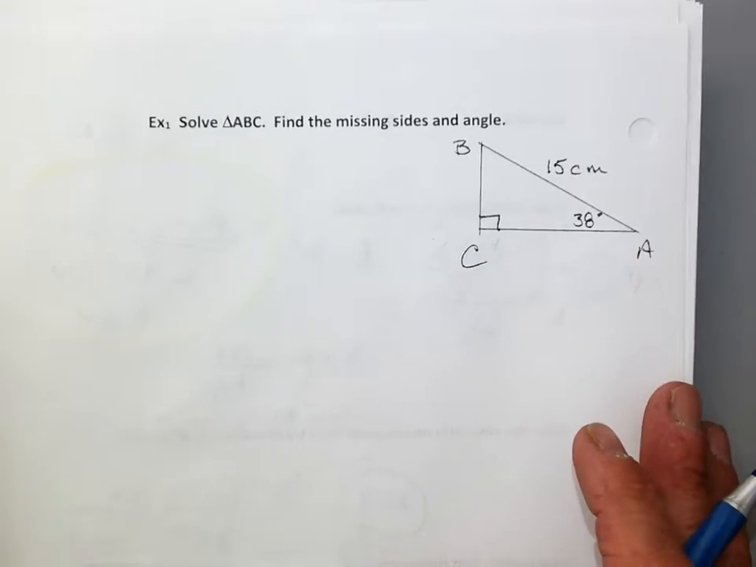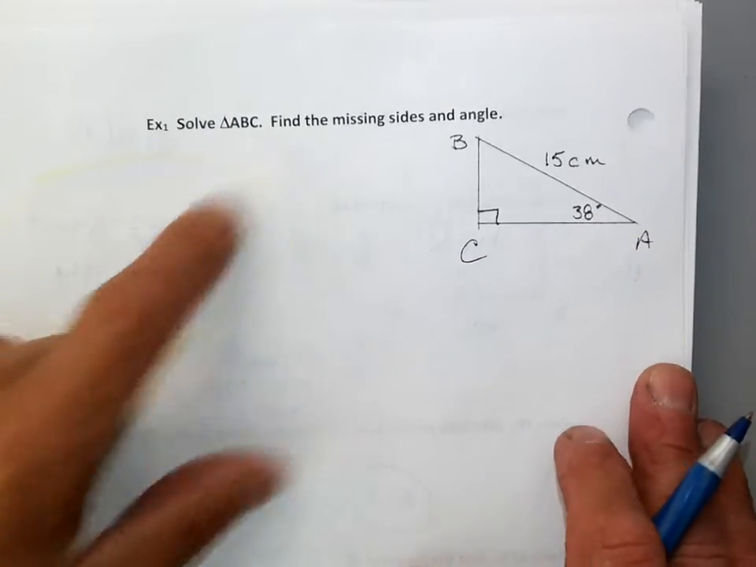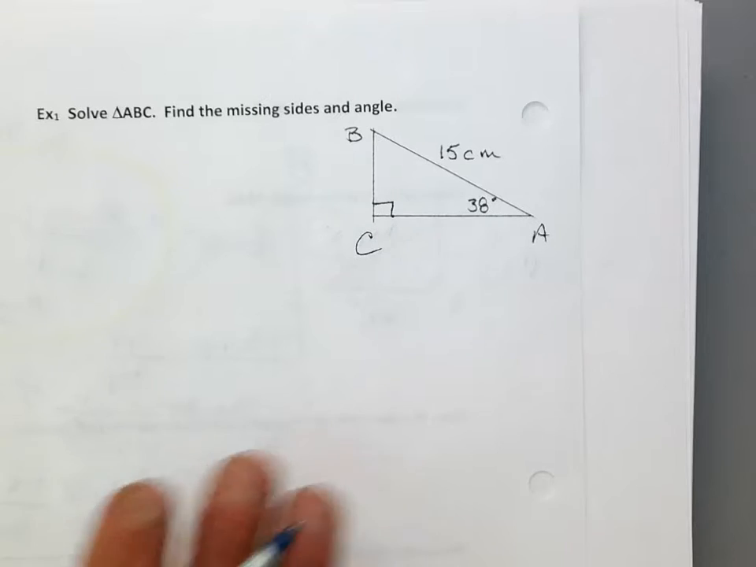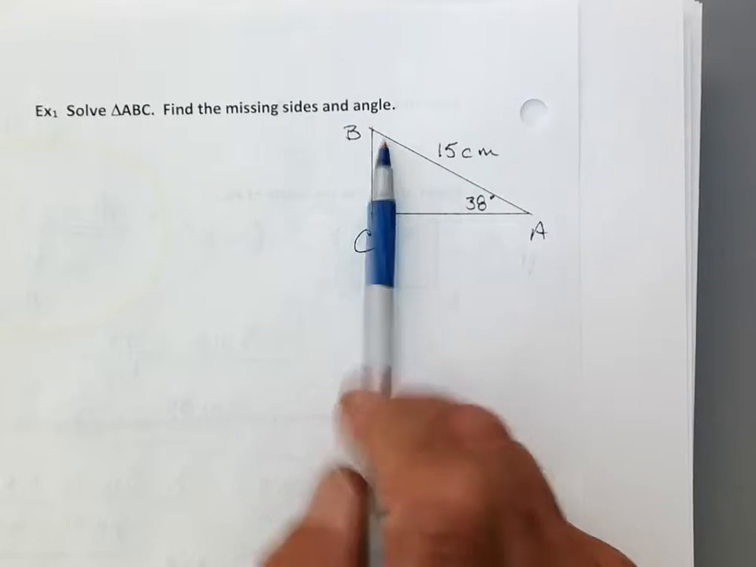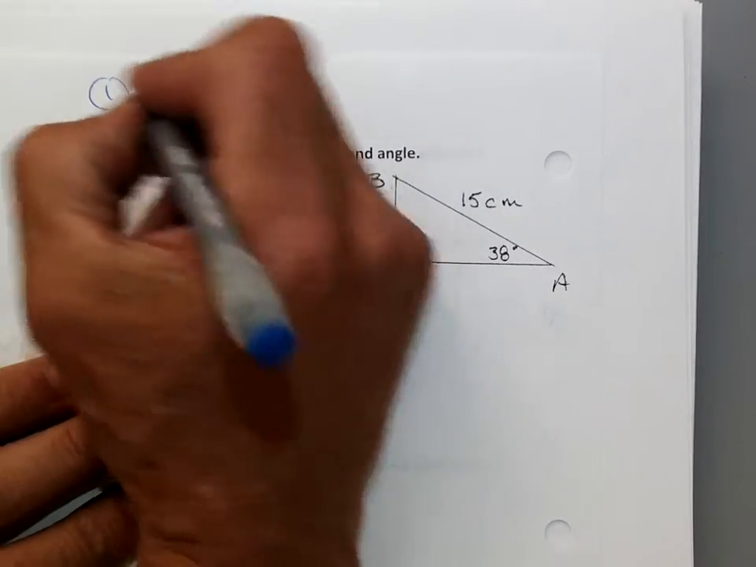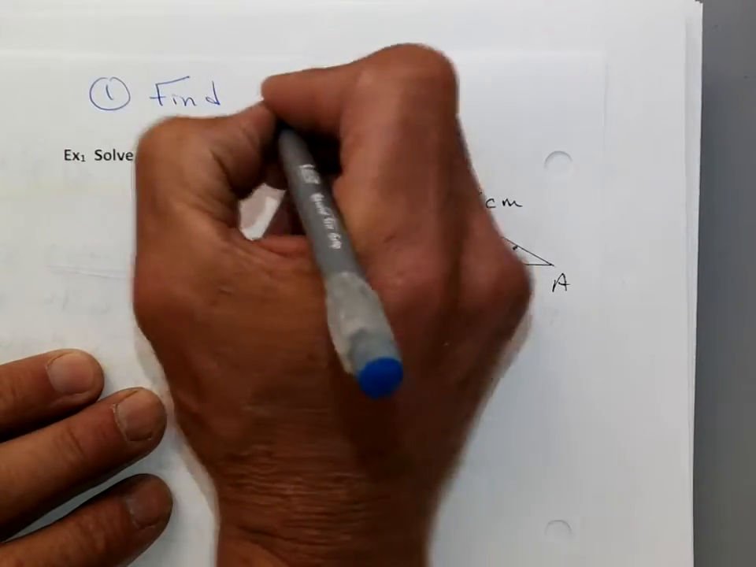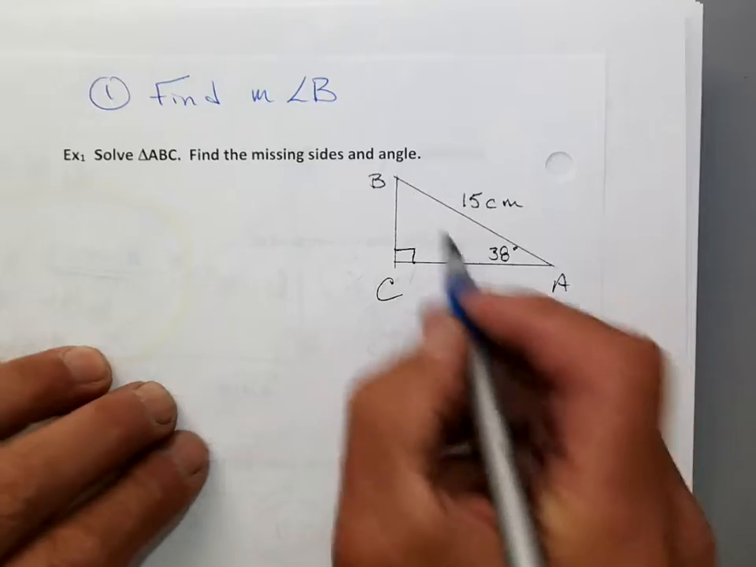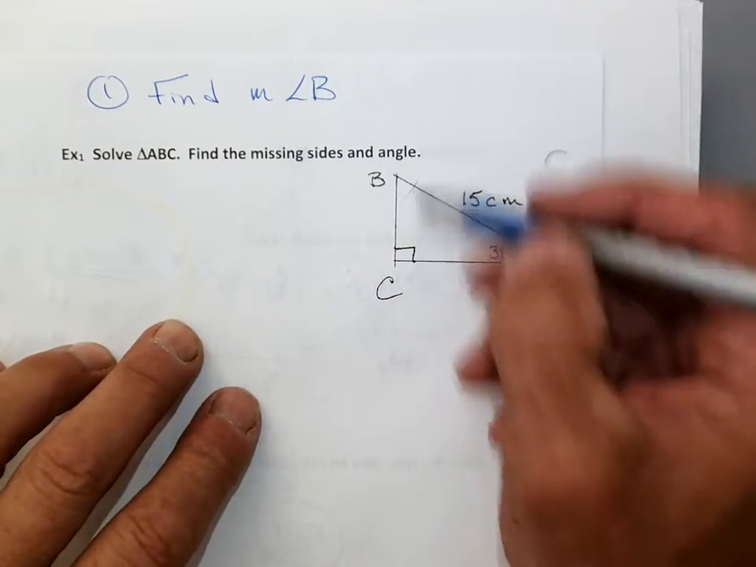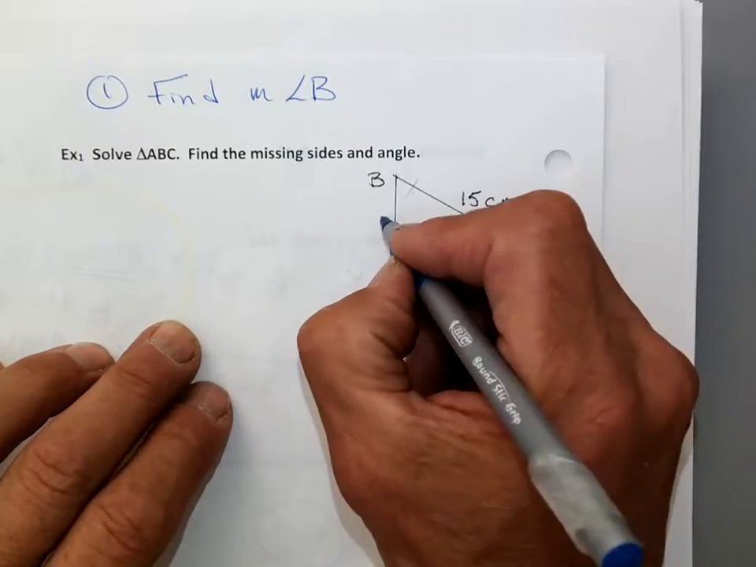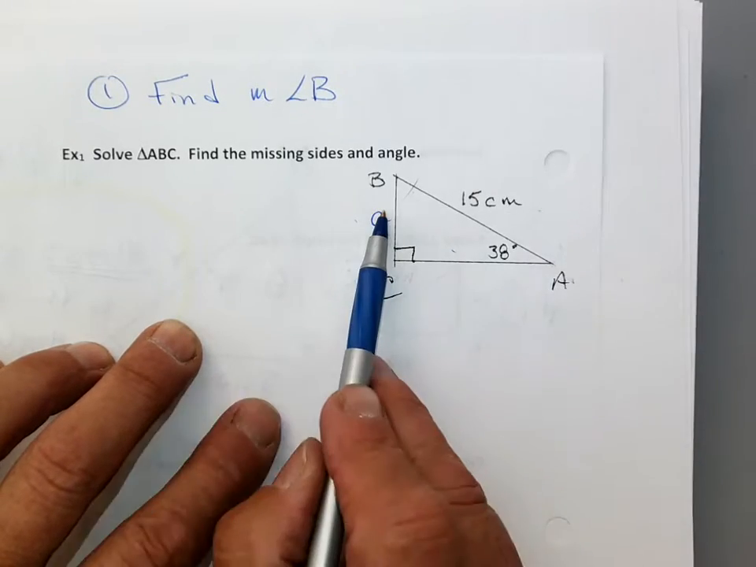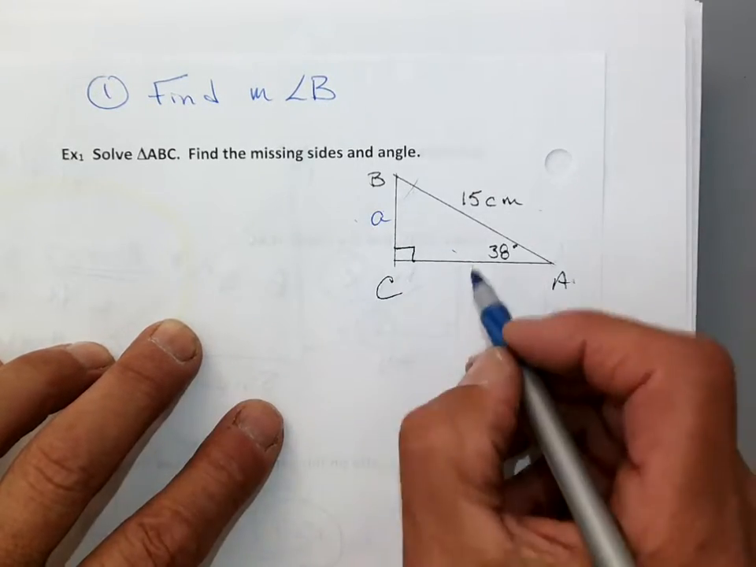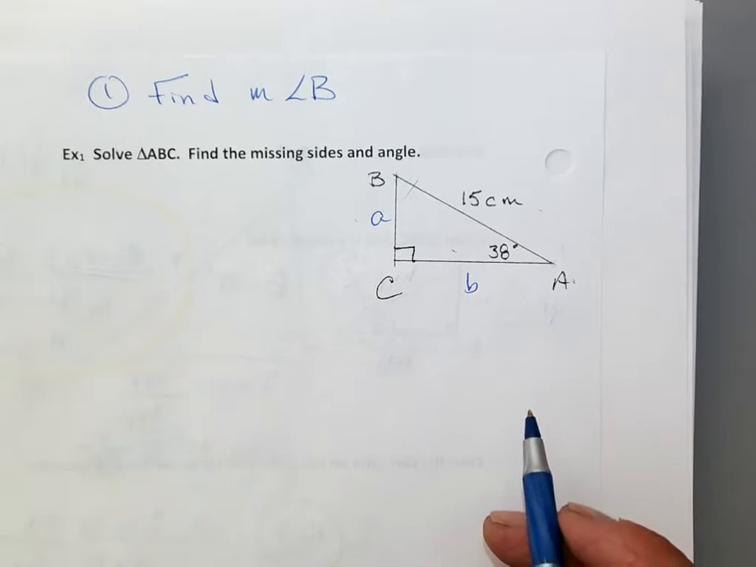So now, example 1. Solve for triangle ABC. Now when it says solve, we need to find everything, including angle B, because we don't know it. So let's find angle B. We're going to need to find BC, which I'll call little a, okay? If this is angle A, then that's little a. I need to find side little b. So these are the three things I have to find.